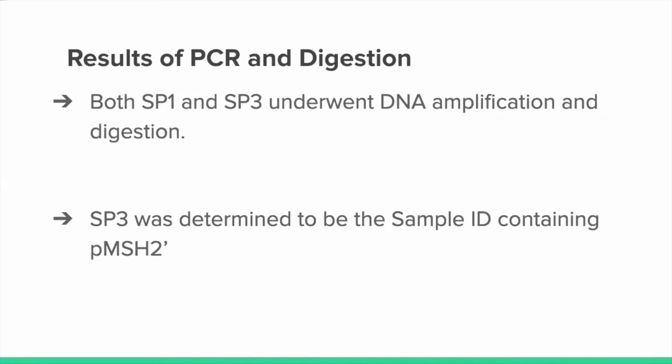So following the DNA amplification using PCR, a restriction enzyme was used to digest the products, and the goal was to determine which sample ID contained the MSH2 insert. SP3 was ultimately determined to be the sample ID containing the pMSH2 prime, the plasmid containing the mutated MSH2, and with this known, we can use it for the yeast transformation that followed.